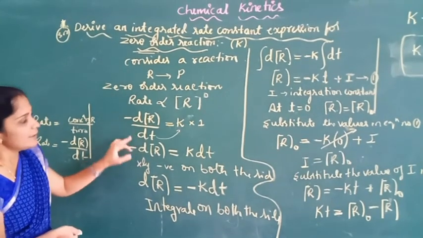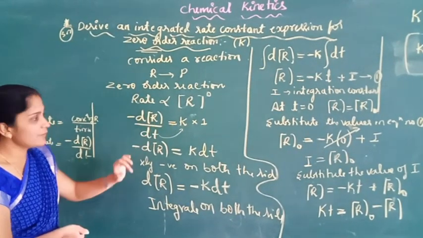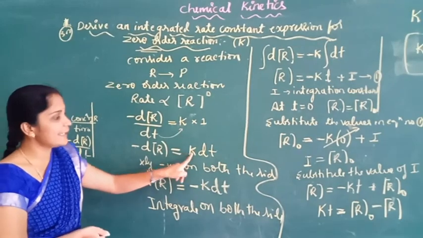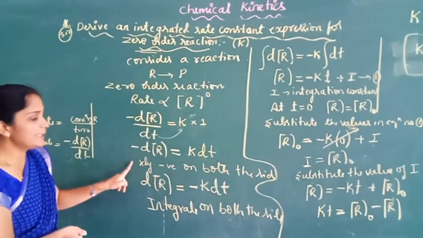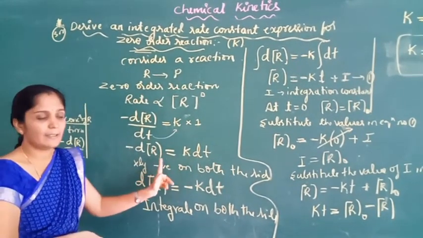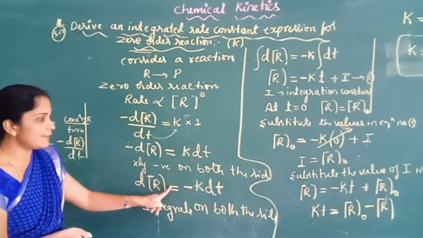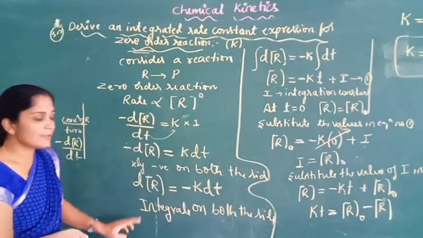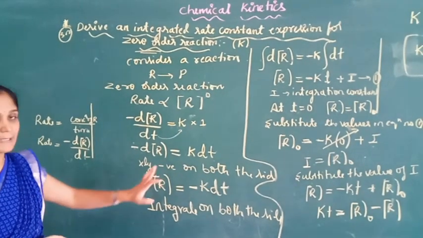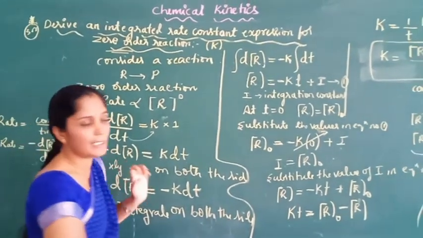Next, now rearrange the equation. We get minus dR equals k into dt. Multiply negative sign on both sides. We get dR, minus into minus plus dR equals minus k into dt. So I integrate on both sides. Integrate this equation on both sides.